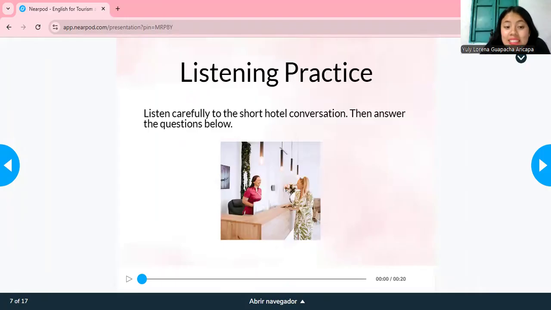Okay, in this part, we can find an activity about listening practice. Students will listen to a dialogue between a tourist and a staff member using AI-generated voices created to simulate authentic pronunciation and interaction. So, read the instruction, listen carefully to the short hotel conversation, then answer the questions below.